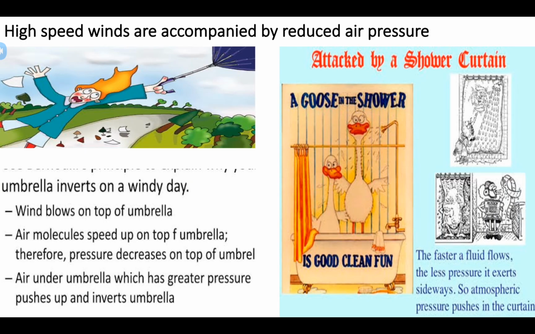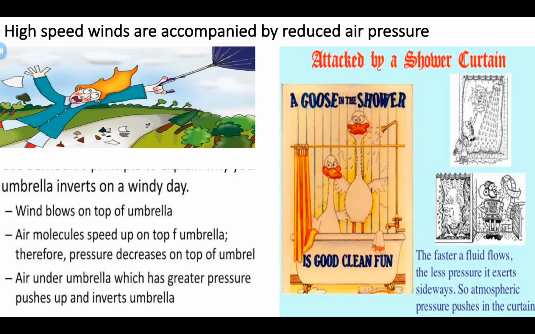Then come to here. See in this picture you can see clearly. Here the umbrella inverts. That means the position is inverted on a windy day. So what is a windy day here? Nothing but storms, high speed winds with low pressure.